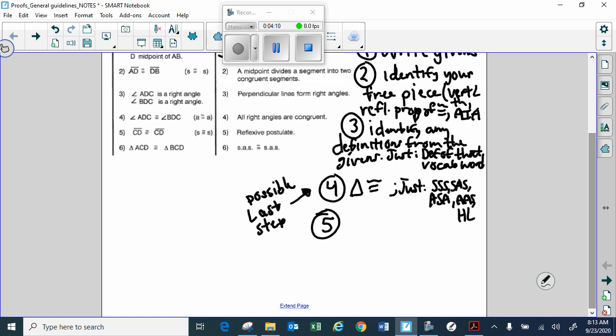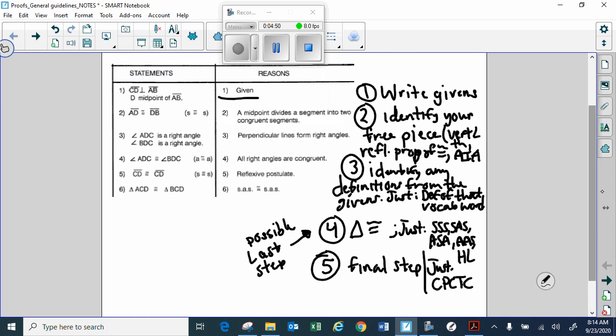If it has, say, prove this angle is congruent to this angle, or this side congruent to this side, then that's going to take place after you prove the triangles congruent, pretty much. And so here would be your final step. In that justification, you should remember, anything pretty much we use after proving triangles congruent is by CPCTC. Okay, so that right there should give you a general idea of how to set up all your proofs.